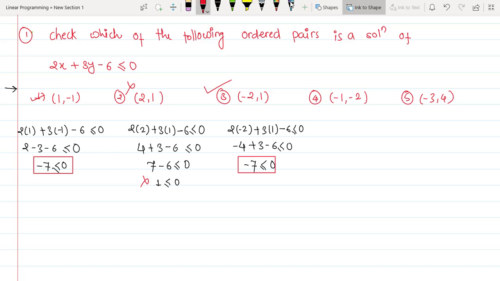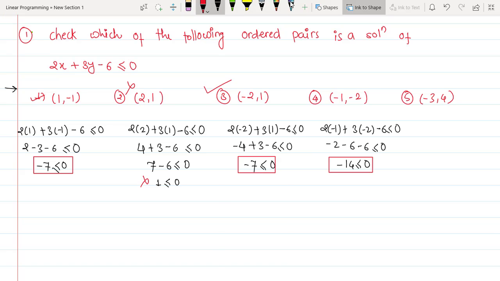Let's check for the fourth and fifth. So we have 2 into minus 1 plus 3 into minus 2 minus 6 less than or equals to 0. So it's minus 2 minus 6 less than or equals to 0. Of course all are negative. So this becomes minus 14 less than or equals to 0. This is the ordered pair which is the solution to the given set.